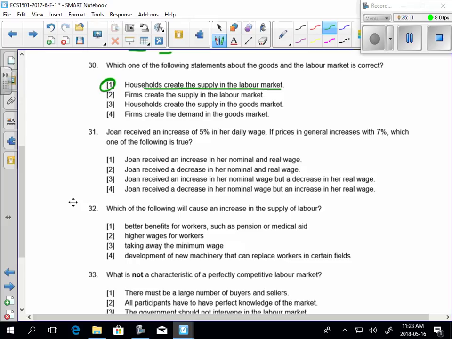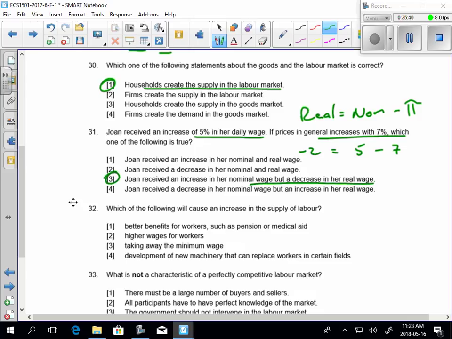John received a 5% increase in her daily wage, but prices in general increased by 7%. Remember, your equation: real is equal to nominal minus inflation. So your nominal is 5% minus inflation of 7%, which means that there is a real decrease in income of 2%. So yes, Joan did receive an increase in her nominal wage, but a decrease in her real wage because inflation was greater than the increase in her nominal wage.